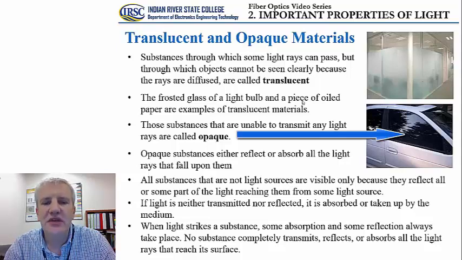If light is neither transmitted nor reflected, it is absorbed or taken up by the medium. In other words, the energy of the light is being absorbed, it's being sucked up by the molecules of that material. When light strikes a substance or material, some absorption and some reflection will always occur. In other words, there is no material that completely transmits, or reflects, or absorbs all the light rays.